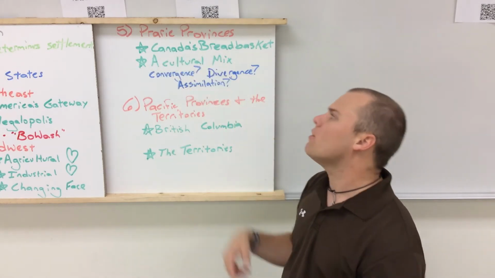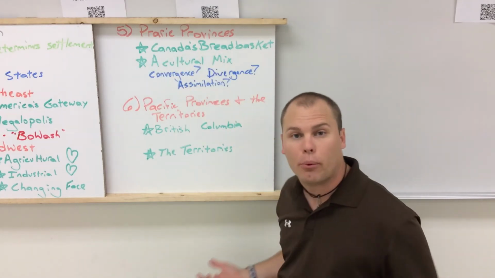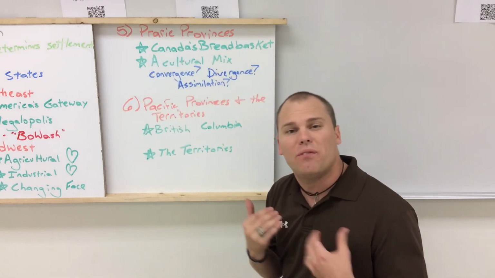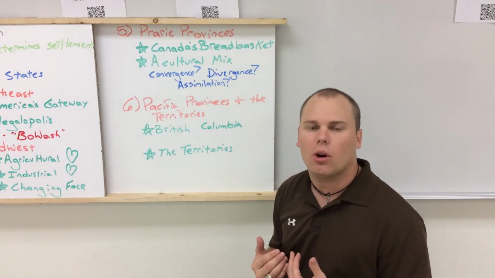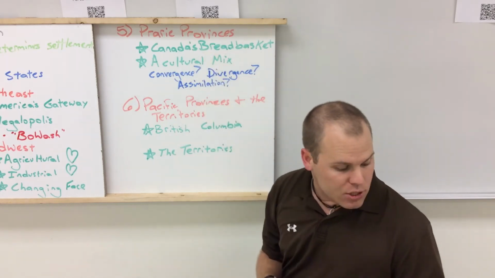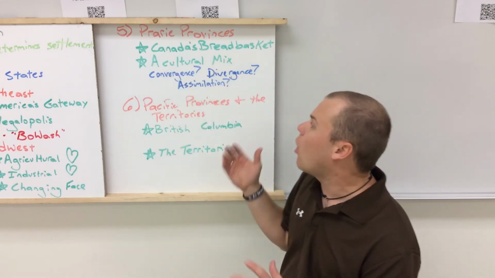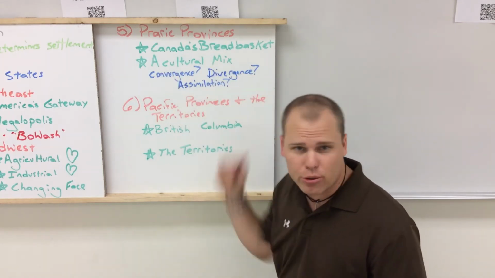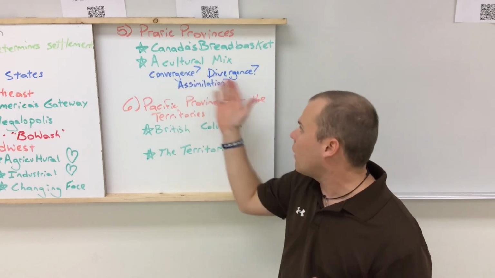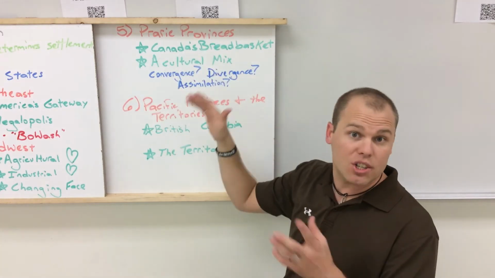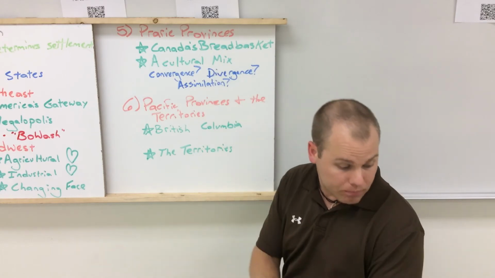In the Prairie provinces, I want you to look at it just like that. This is your prairie areas. Because of that, this is Canada's breadbasket. This is where 50% of the agricultural production comes from. It's right here in the breadbasket of Canada. This is a very cultural mix of peoples, and I've got 3 questions here. I want you to think about as we're going through this cultural mix of people: is it cultural convergence, divergence, or assimilation?